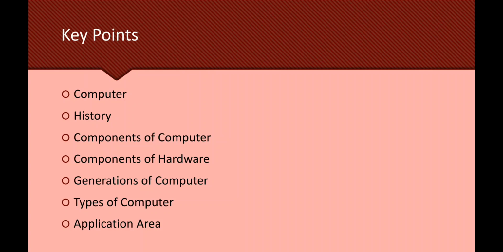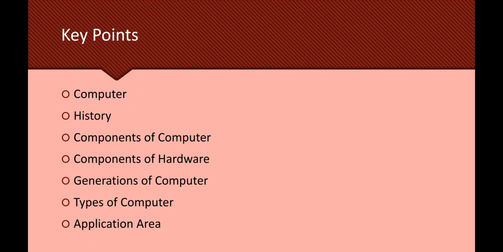Then the next topic is types of computer, means the categories of the computer on the basis of different tasks, on the basis of performance of the computer. They are categorized into various types, so we will discuss the types of the computer. Then next one is the application area of the computer, that what are the usage of the computer system in the various areas. So these are the key points which we'll discuss one by one in this video tutorial.